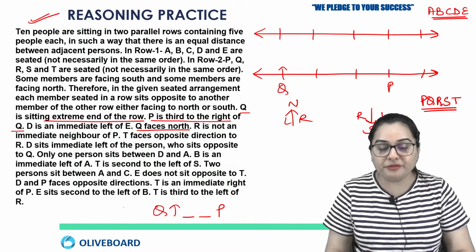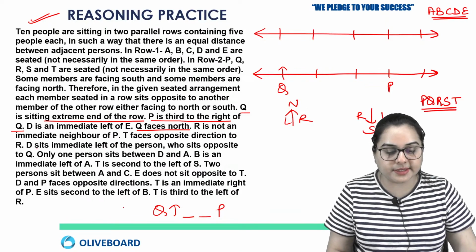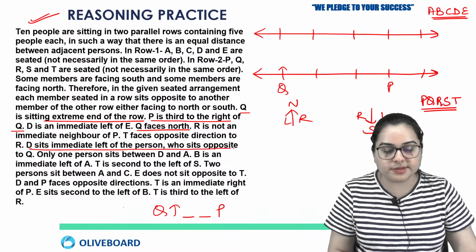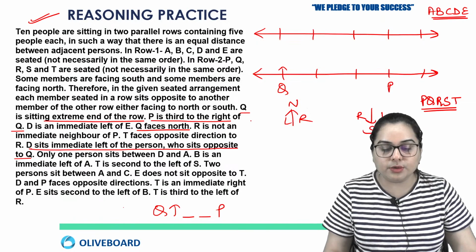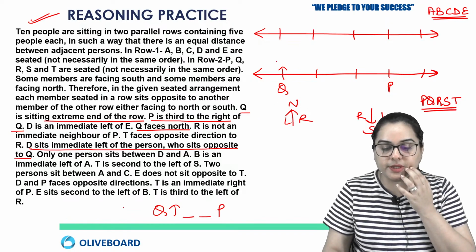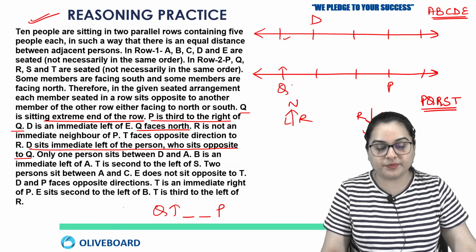Okay, so now if we have some information related to P and Q, I'm simply going to pick that. Here we have this: D sits immediate left of the person who sits opposite to Q. So the person who is sitting opposite to Q, D will be sitting immediate left.